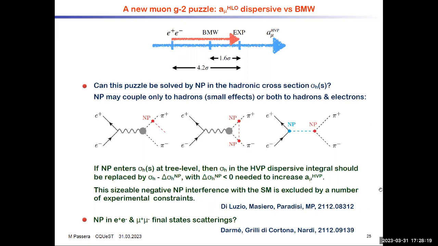We looked at this, and you would need sizable negative interference because it's the wrong sign, and this is excluded by a number of experimental constraints. So our conclusion is no. There is an exception that has been studied by these people. It doesn't involve the hadronic cross-section directly, but it involves the fact that you could have changed the e+e- or mu+mu- final state. You may have new physics changing the e+e- or mu+mu- final state, and indirectly that would change the determination of the hadronic cross-section. It's a possibility.